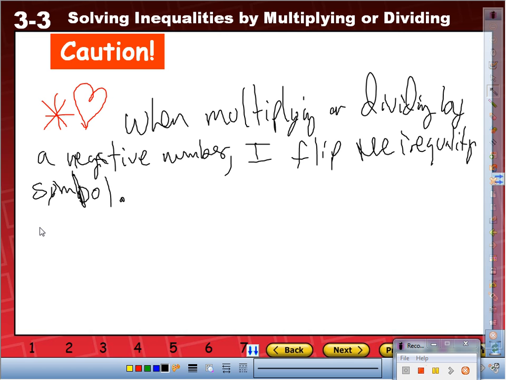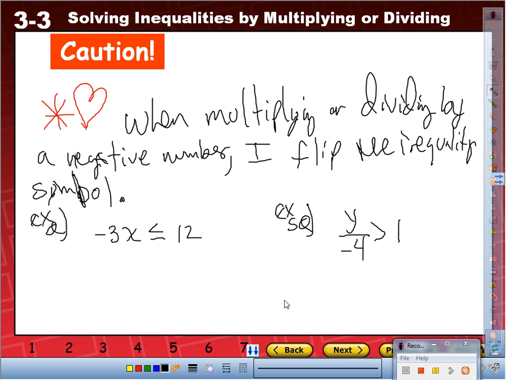Okay, here we go. Underneath that, I want you to write example Q, and I want you to write negative 3x less than or equal to 12. Leave a little space to the right and write example super Q. And we're going to do y over negative 4 greater than 1.